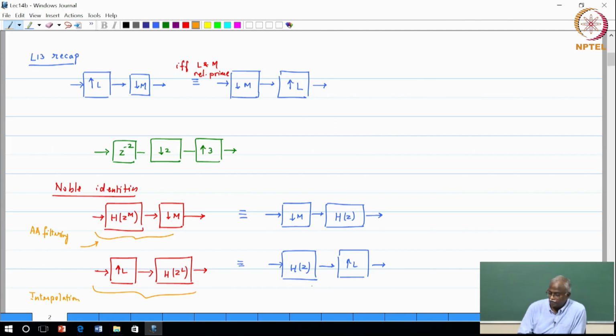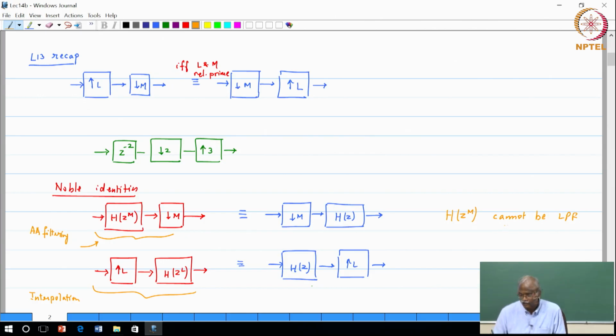Now, notice I did not say this is anti-aliasing filtering, or this is only the structure or the sequence in which the filtering and the multirate operation occur. Why do I specifically say that this is just the structure, not actually anti-aliasing filtering? Because of the following: H of Z power m cannot be a low pass filter. And why is that? It will have multiple copies of the spectrum. So, low pass filter is not possible.